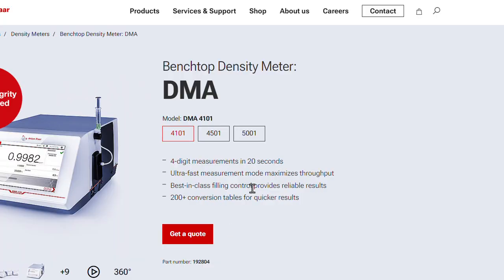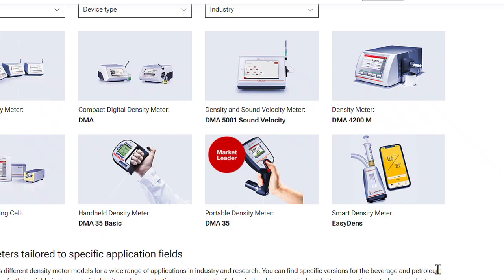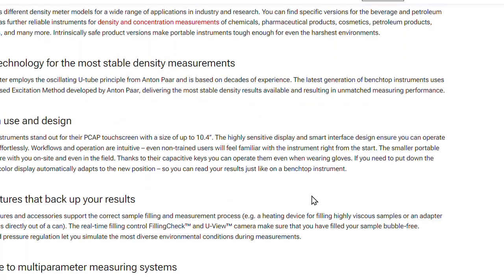For example, if you talk about the benchtop density meter, they give features like this: 4-digit measurement in 20 seconds, ultra fast measurement mode, 200 plus conversion tables for quicker results. Like that, they explain about each type of density meter. Here in the picture, we clearly see what types of density meter there are.